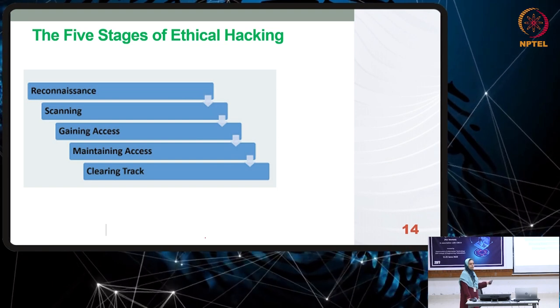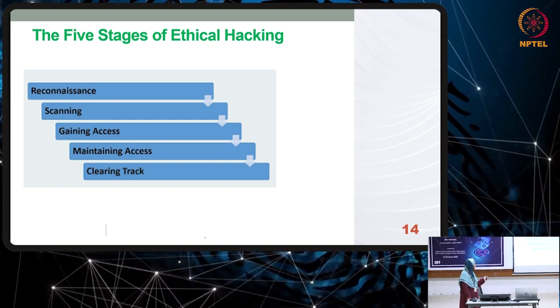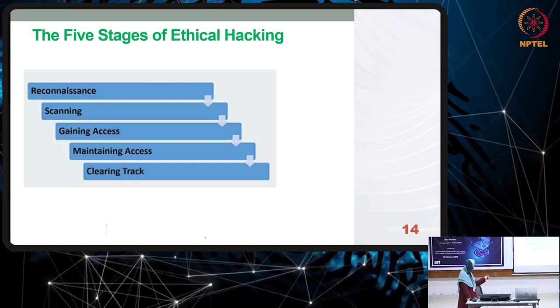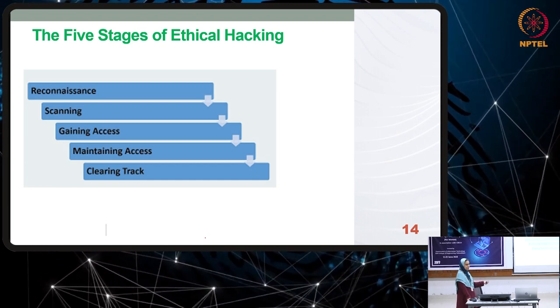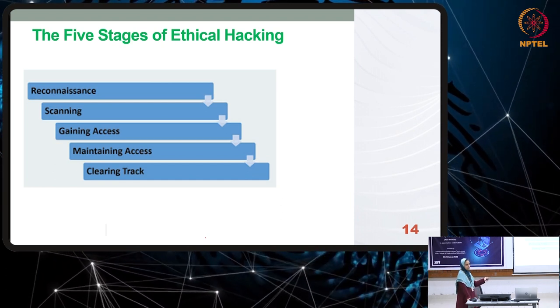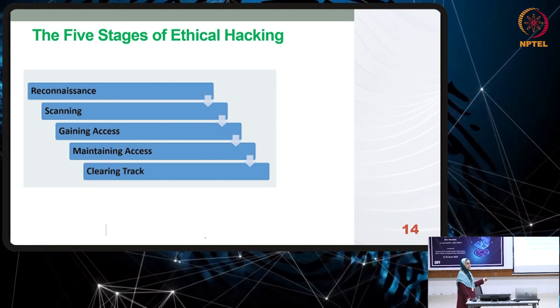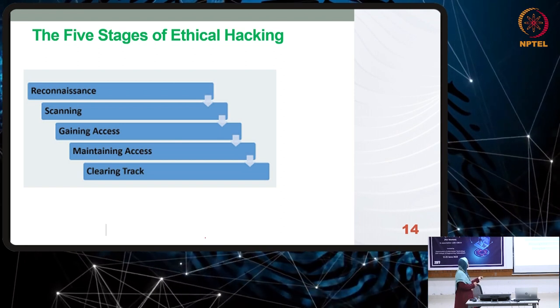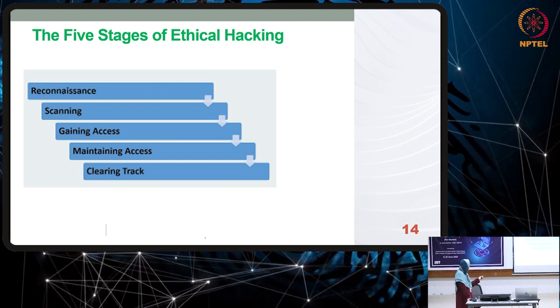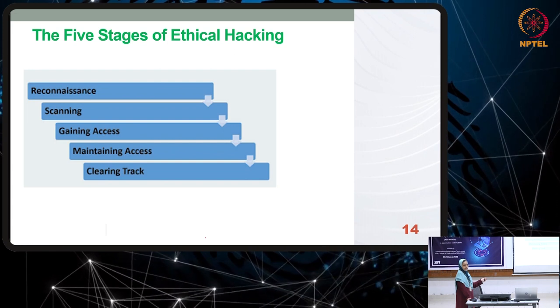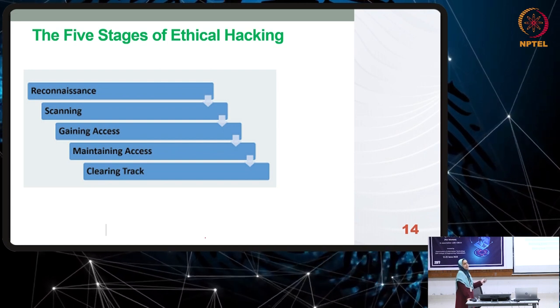So now, as I told, in ethical hacking there are 5 stages. This is very similar to the cyber kill chain methodology. I have reduced the 7 phases of the cyber kill chain into 5 phases. Right? So reconnaissance, and then scanning. The first stage is also called information gathering. Scanning is for scanning networks.